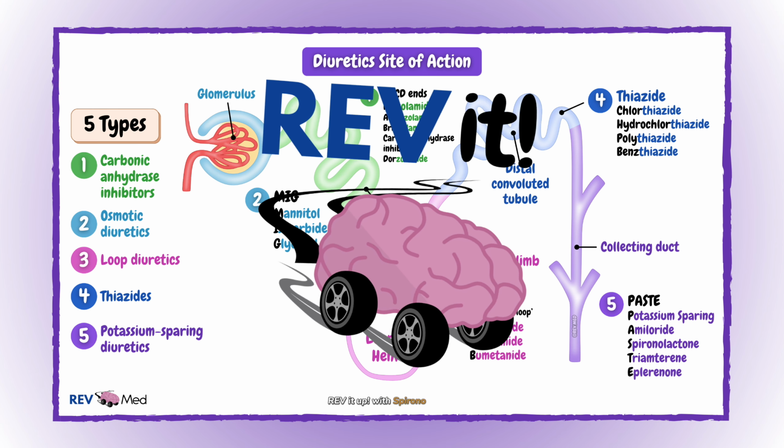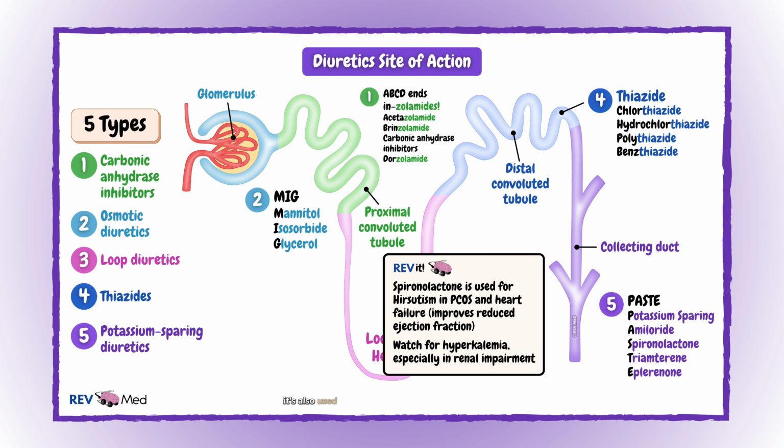Look, rev it up with spironolactone, because you have to know it's also used for hirsutism in PCOS and heart failure. This guy improves survival in situations of reduced ejection fraction. Watch for hyperkalemia, especially in renal impairment.